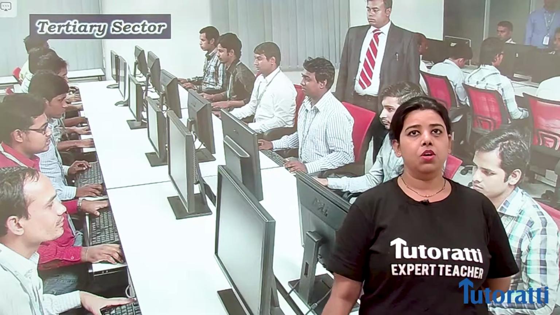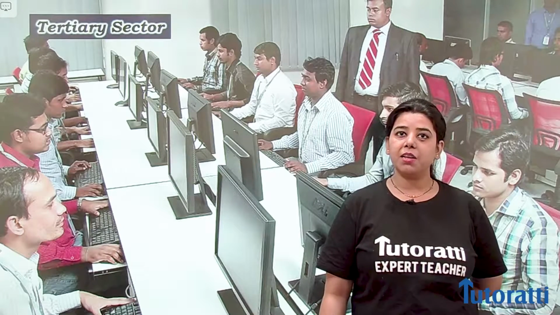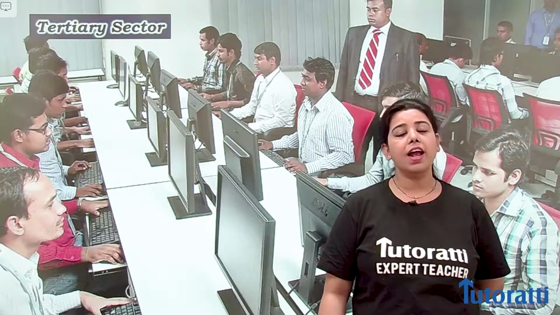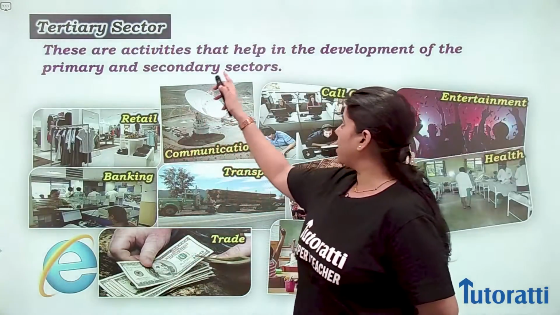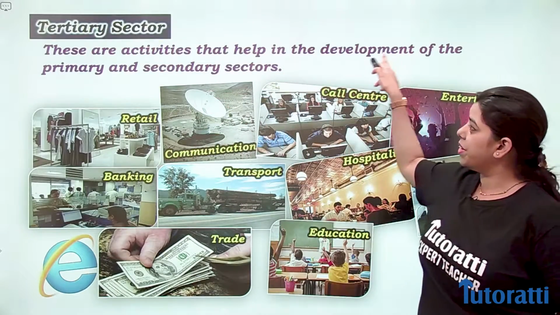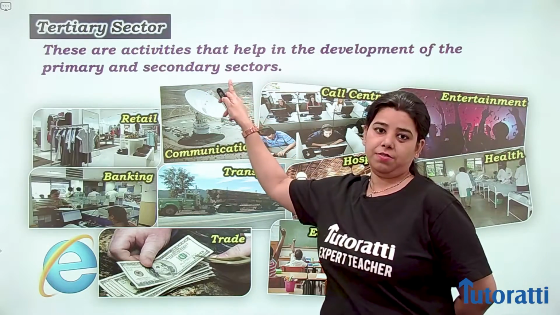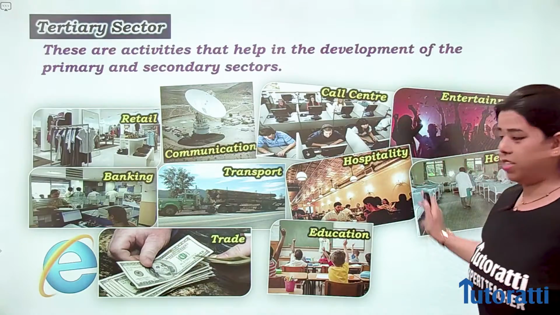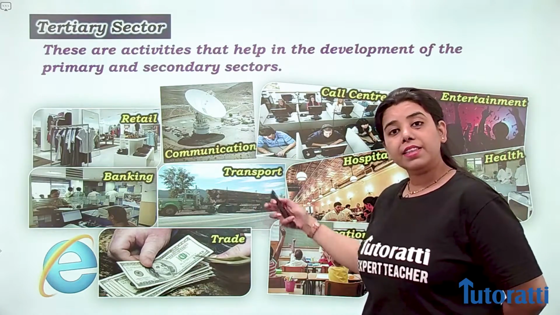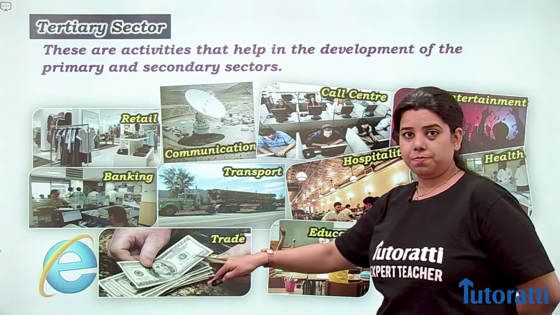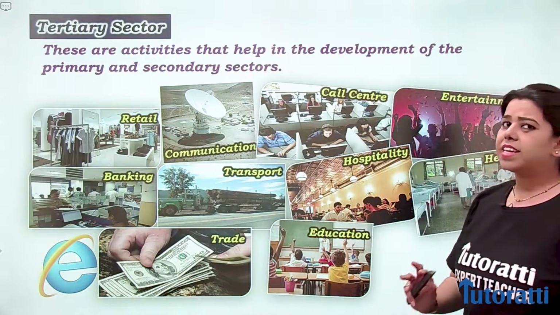Tertiary sector. Okay, now see what activities are being assigned as tertiary sectors and what are the characteristics. Tertiary sectors are said to be the activities that help in development of primary and secondary sectors. Now, you can see there is a number of examples. You might be wondering how this sector helps in the development of the other two sectors. Okay, so let's take a simple example.